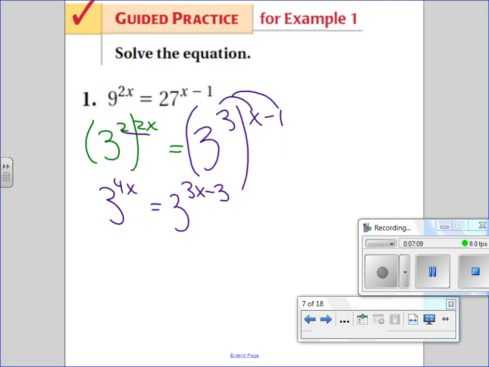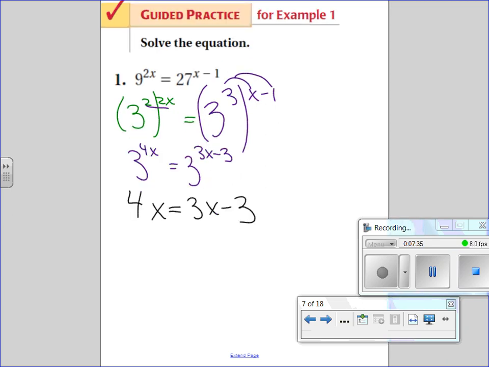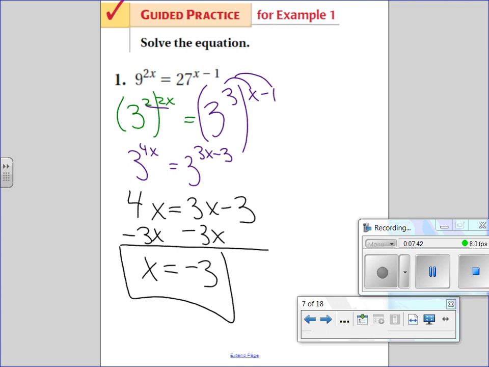Now, do you know how to finish it from here? We did it on the last two. If you have 3 to a power and you have 3 to a power and they're equal, those powers better be equal. It's called setting the exponents equal. So you set the 4x equal to 3x minus 3. And now who do I want to move? Yeah, I always try to get my x's together first. So I would move my 3x. And x equals negative 3. Awesome.